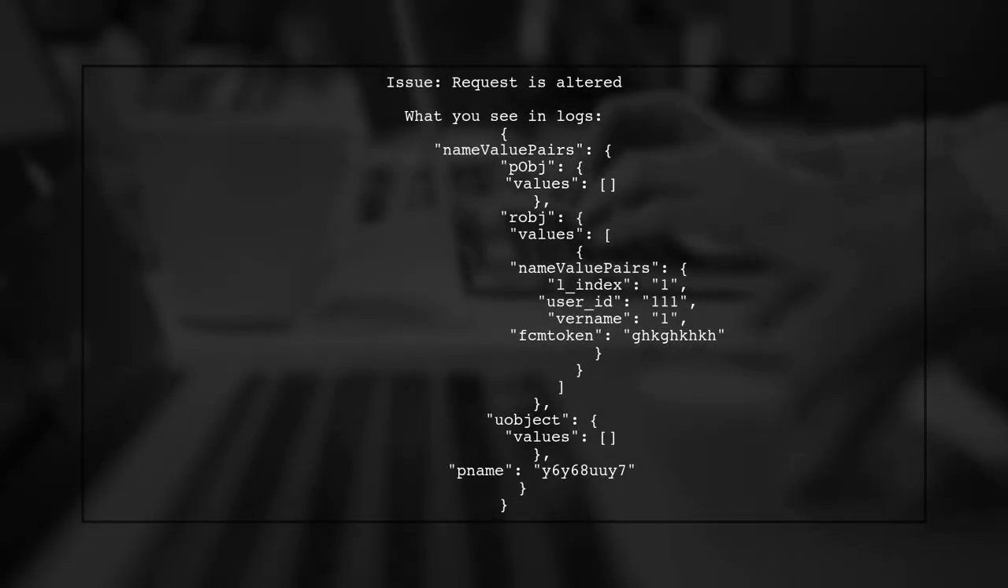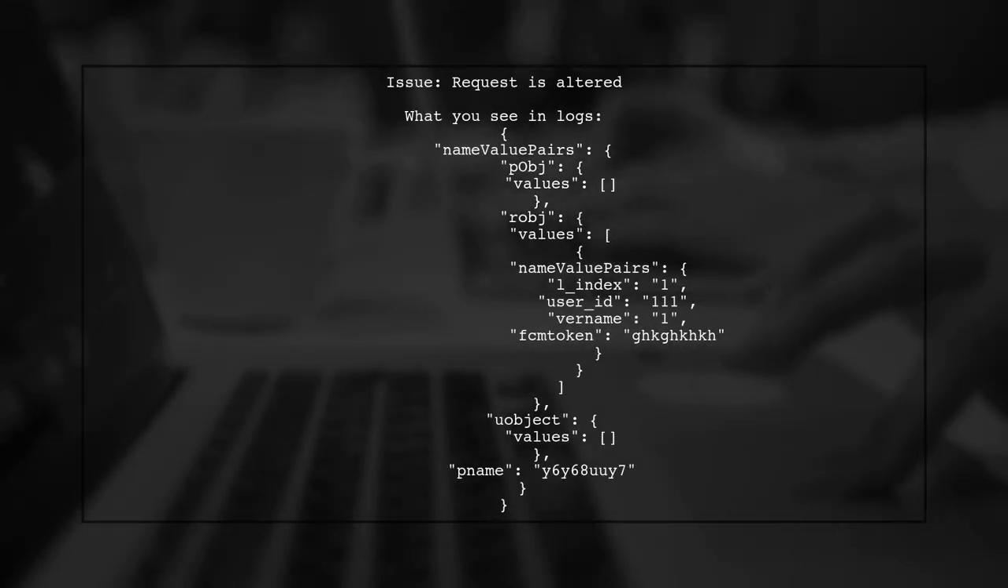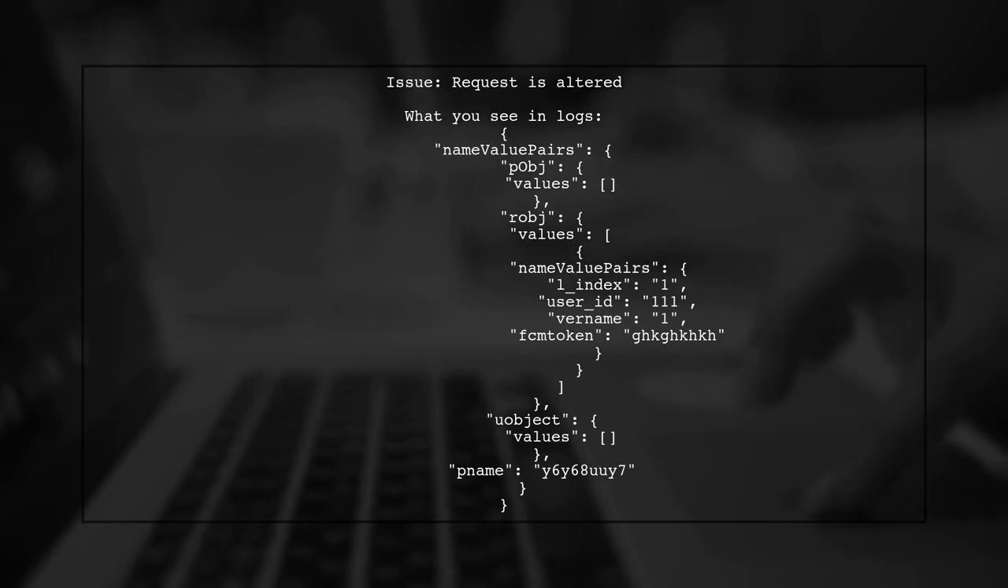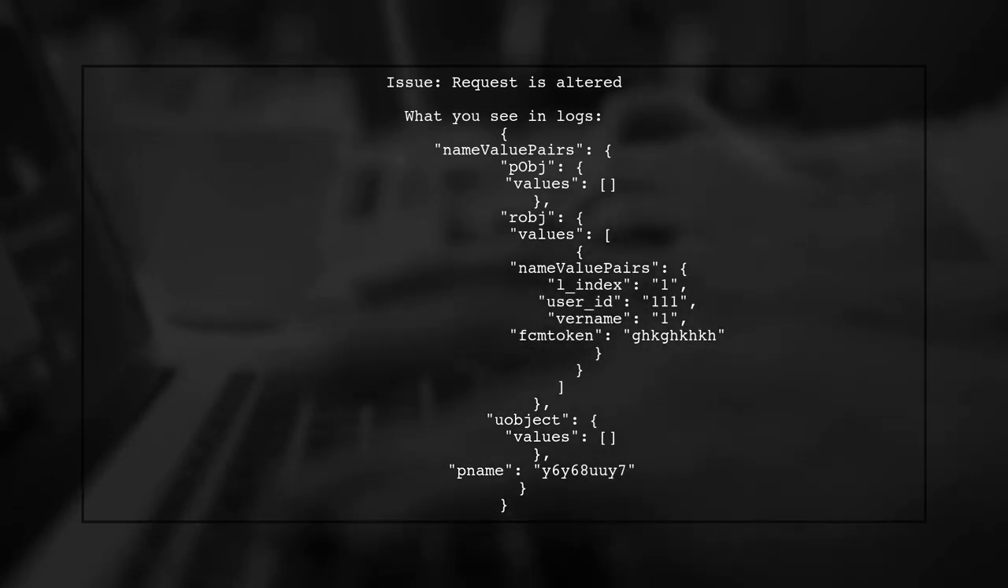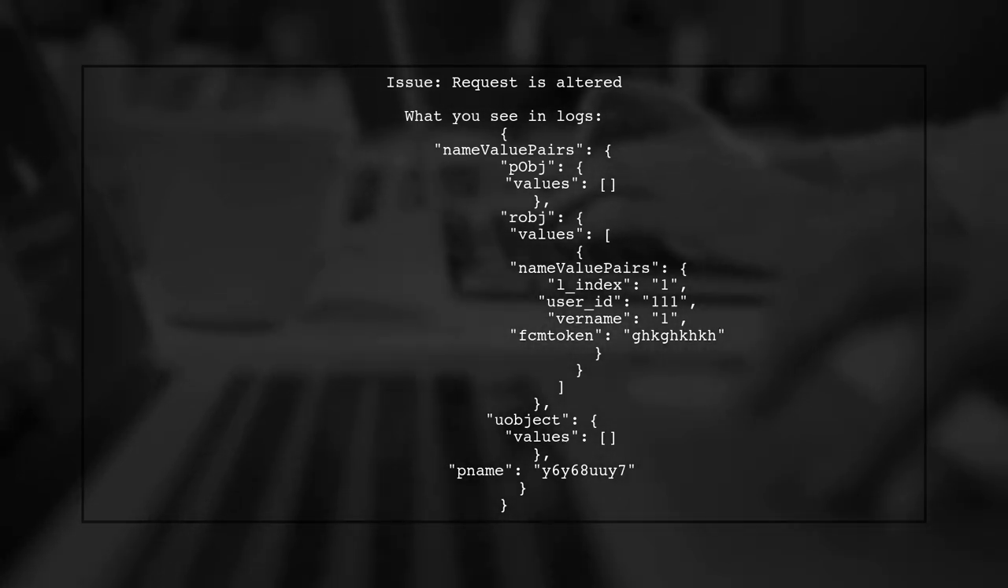In your current setup, the request is being altered, resulting in the addition of name value pairs. This is likely due to how the JSON object is being serialized. To fix this, we can use a different approach.